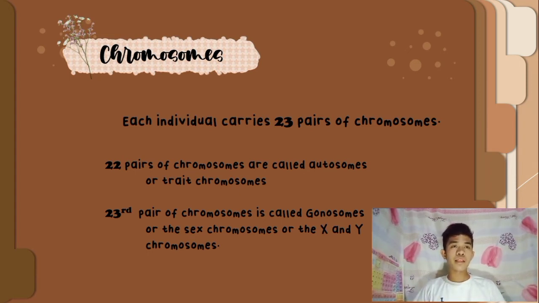So the last pair of chromosomes, the 23rd pair, is called the gonosomes, or the sex chromosomes, or the X and Y chromosomes. So the X chromosome is the male and the Y chromosome is the female. These chromosomes will identify the gender of the individual, whether it is a male or a female.